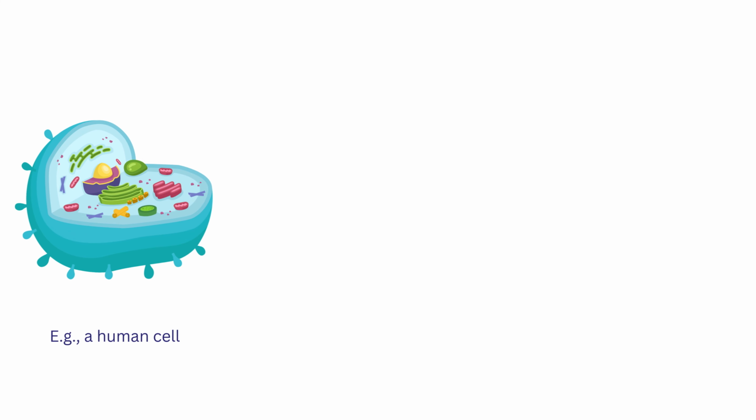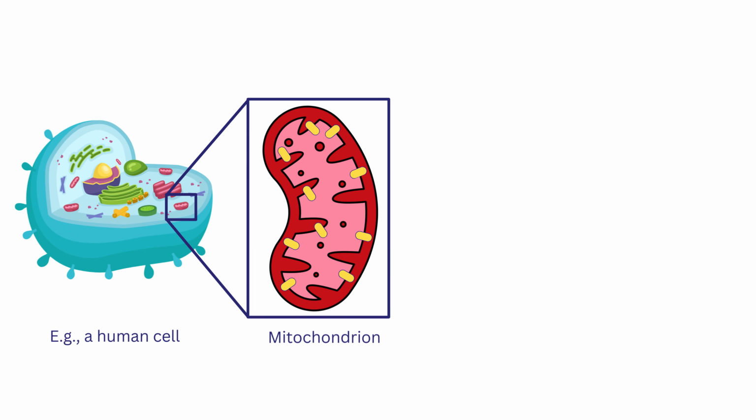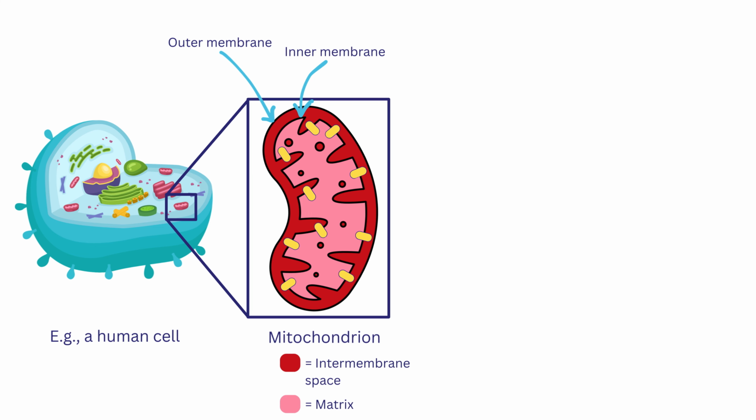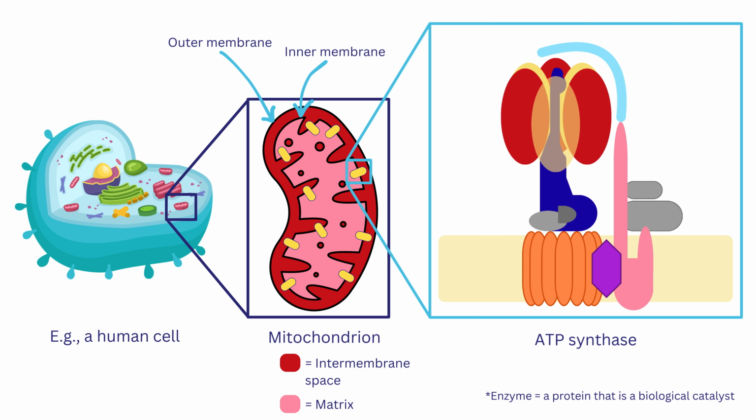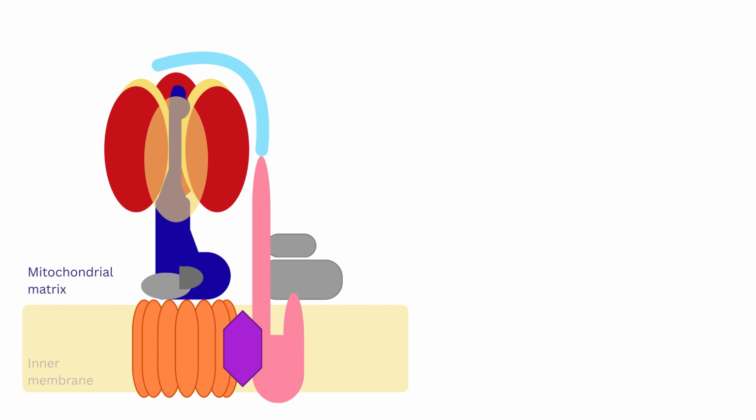Inside most cells exist cellular compartments called mitochondria. They have an outer and an inner membrane, the latter of which surrounds the matrix. Within the inner membrane sit thousands of enzymes called ATP synthases, which synthesize the vast majority of the ATP molecules in our bodies. ATP synthase is made up of many different subunits.